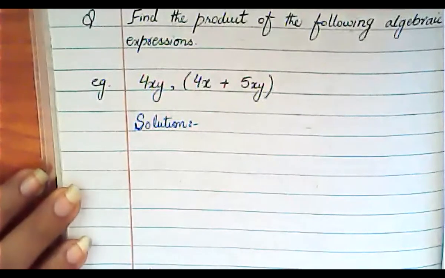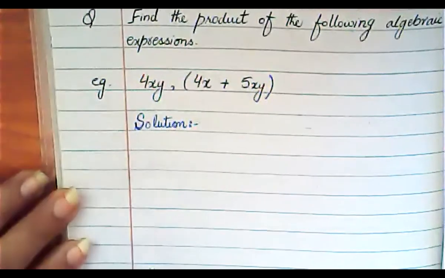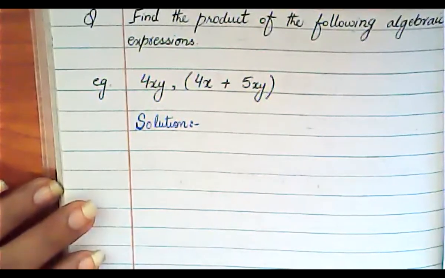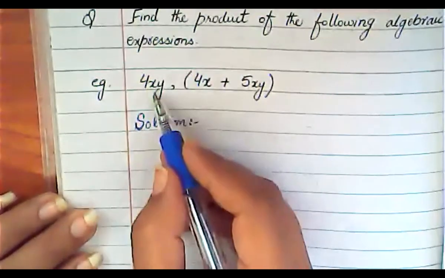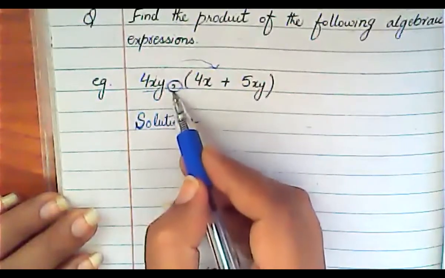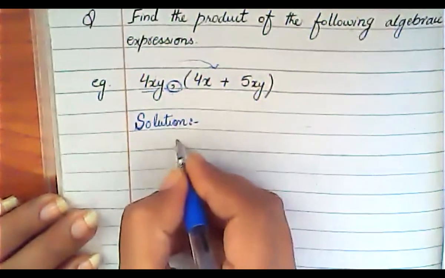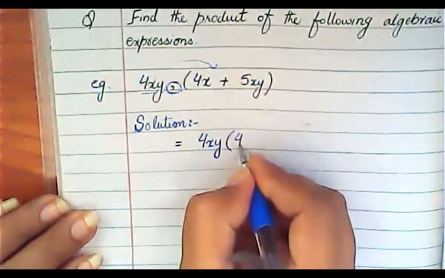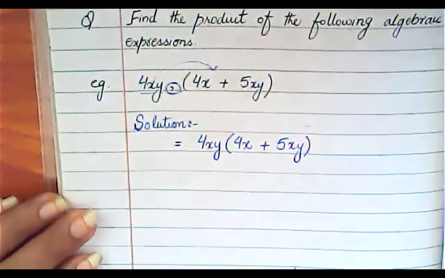Now listen, steps are very important when you are doing anything in the subjective portion. Each and every step has marks, so do not miss any step. Now look at here, what is the question? 4xy, and you are going to multiply this with the whole term. Obviously, in between them there is a comma, so in the first step you will remove this comma and write it this way. You are going to multiply this 4xy with this whole bracket, which is 4x plus 5xy, right?